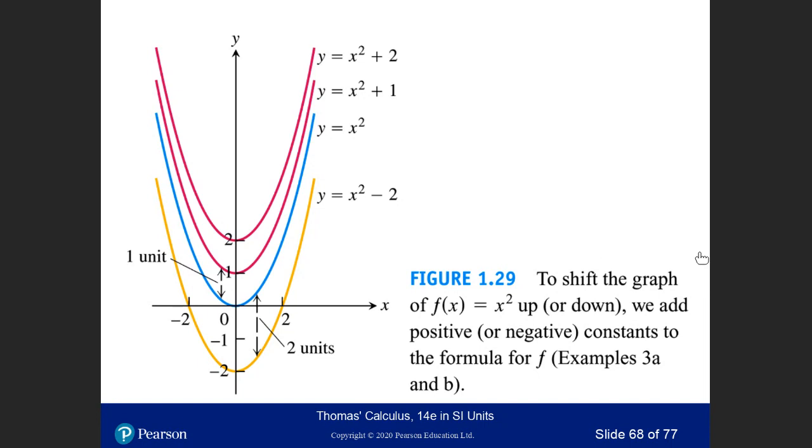Now you can do the negative shift in a similar way. So when you subtract 2 from x squared, this is shifted 2 units down. When x is 0, you have minus 2 instead of 0 here. You shift it down 2 units.